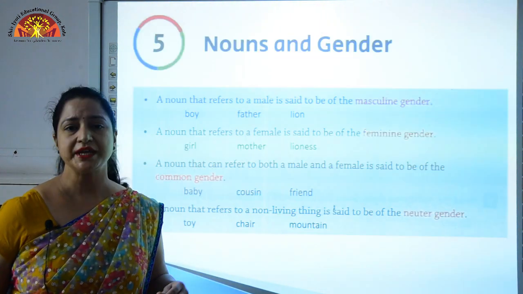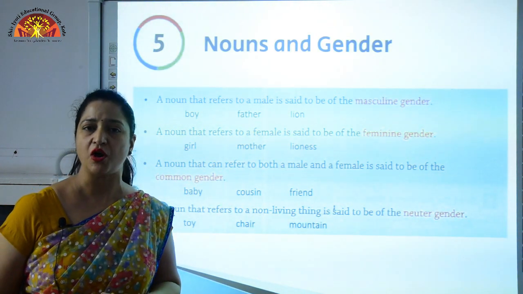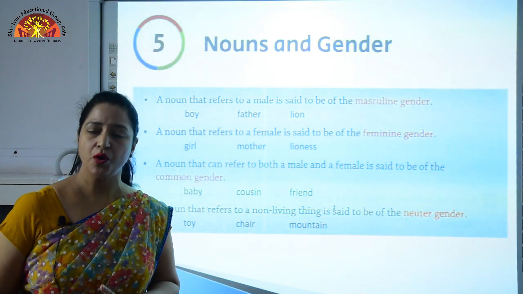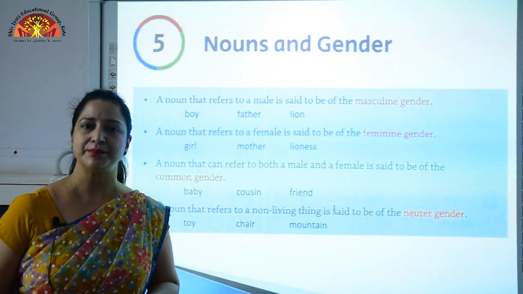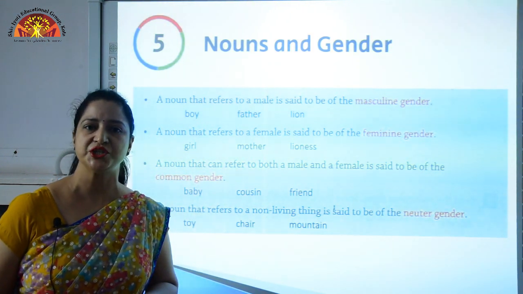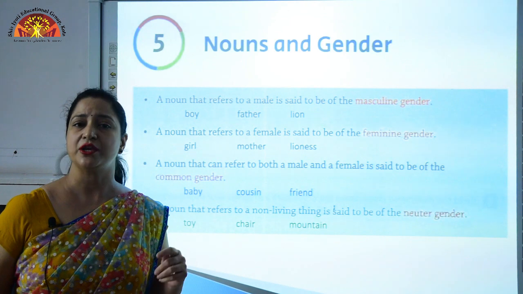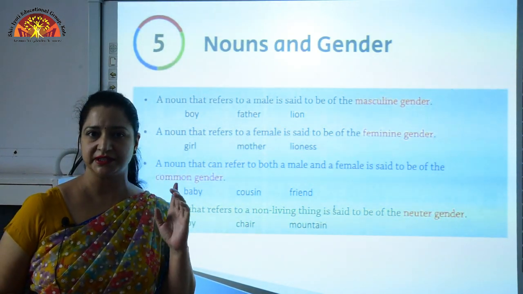So today we are going to start our chapter number 5 of English Grammar of class 4. So open your books on page number 13. Your chapter number 5, Nouns and Gender, is on page number 13. Take your pencil and eraser with you, and open page number 13.